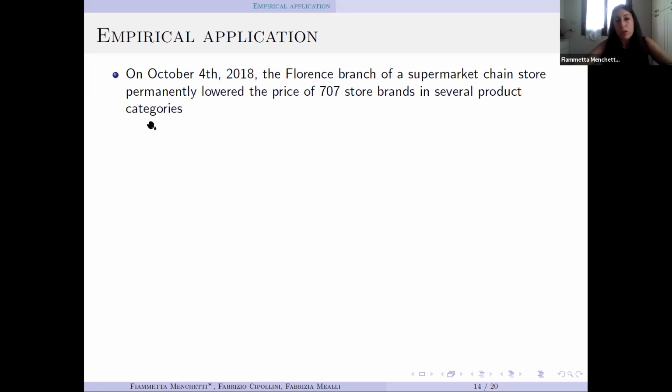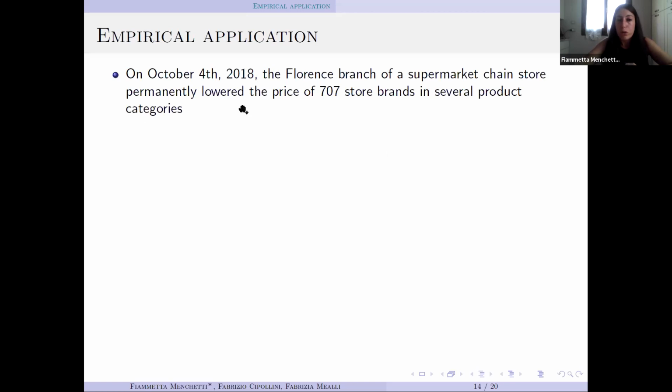We actually performed some simulations before, but because of time constraints, I cannot describe the results of the simulations. Everything is in our paper that you can find on arXiv. So just a few minutes to describe this empirical application and the results.